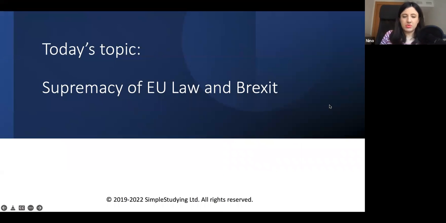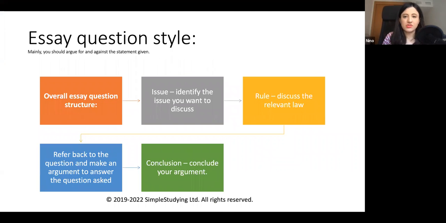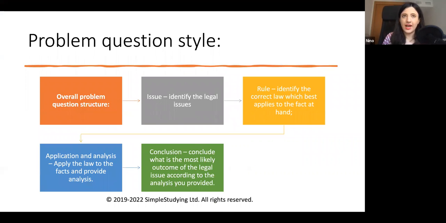So today's topic will be supremacy of EU law and Brexit. Before we go to the in-depth discussion of our topic today, I'd like to remind you about how to write problem questions and then essay questions. But we can start with problem question style, which is IRAC: issue, rule, application, conclusion.